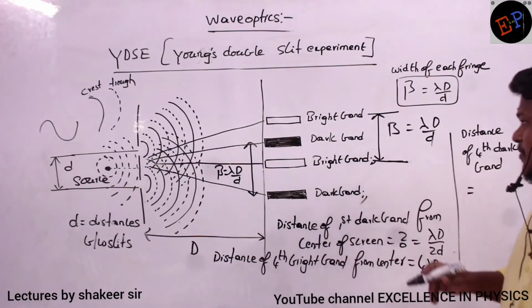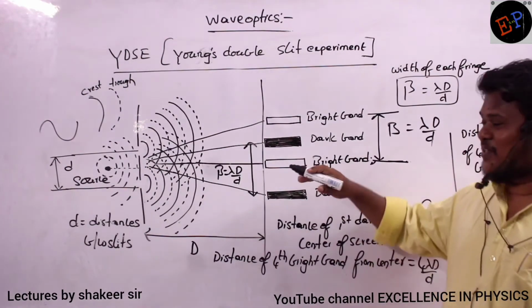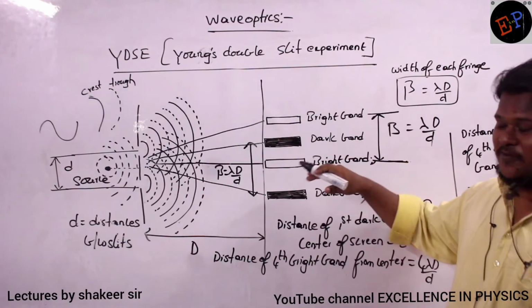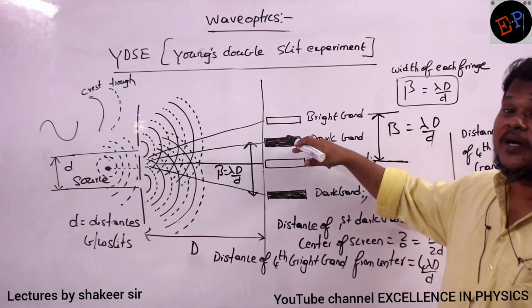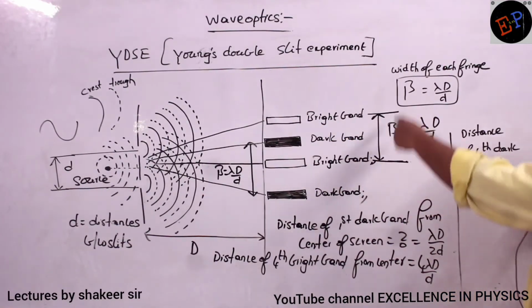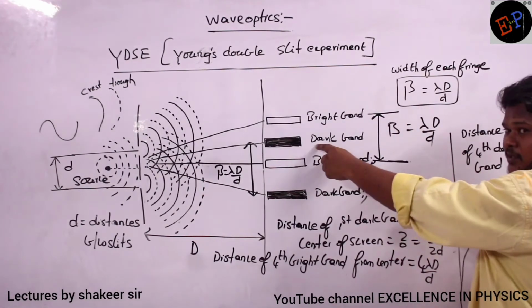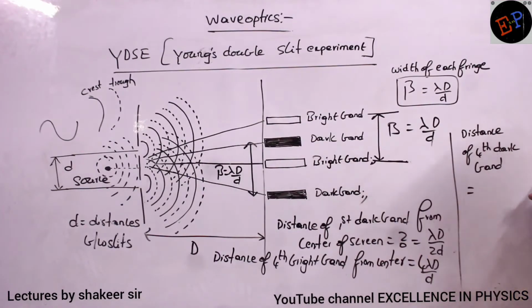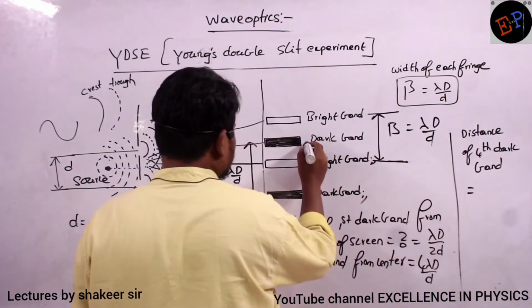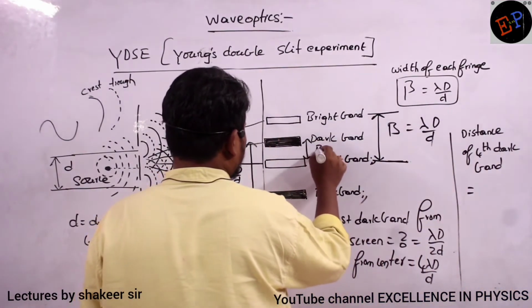So what is the distance between the center of the screen and the first dark band? What is this distance? The distance to the bright band is? Beta. Between bright and dark? Beta by 2. Okay? So this distance is beta by 2.